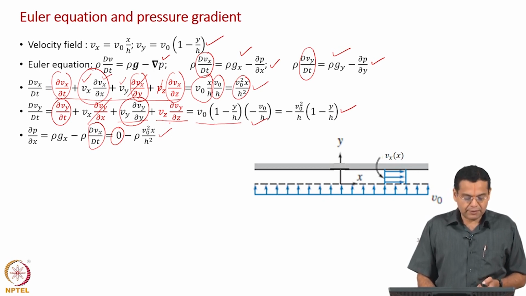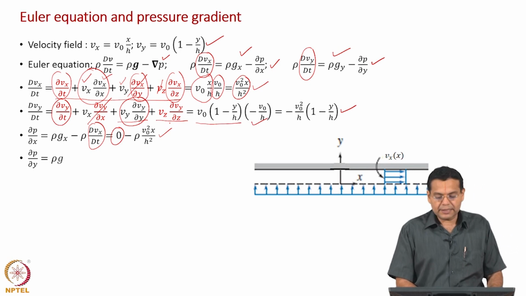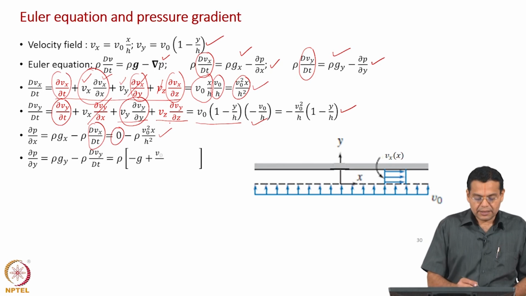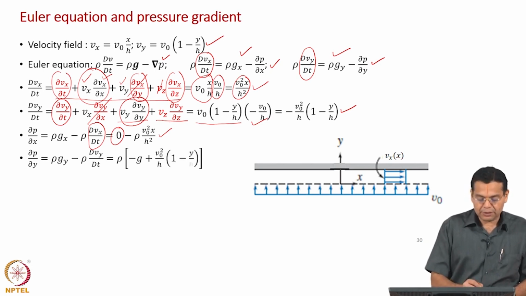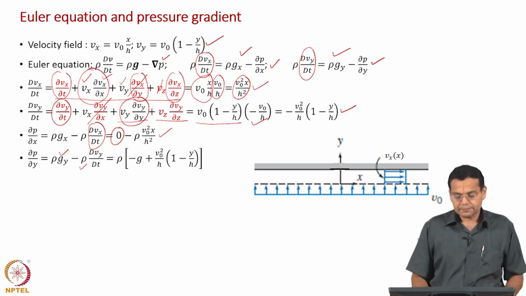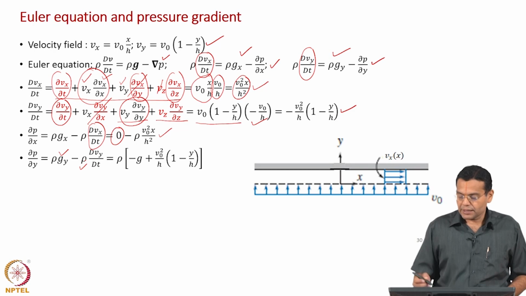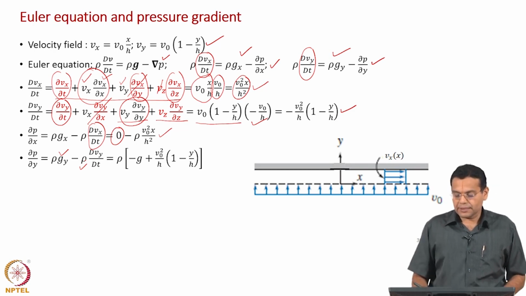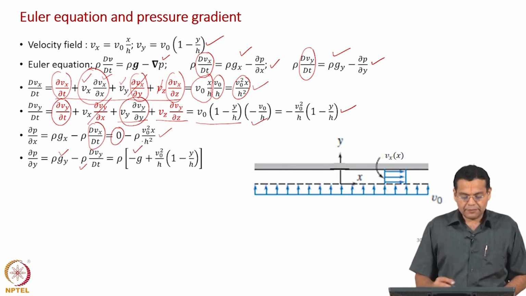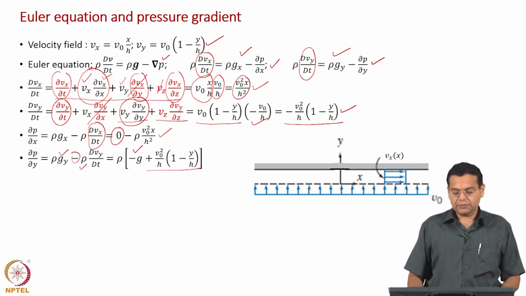So, now let us evaluate the pressure gradient in the y direction using the y component of Euler equation. So, let us rearrange and write dou p by dou y is equal to rho g y minus rho dvy by dt, and g acts along the negative y axis. So, gy is minus g, and we will substitute for dvy by dt which is this term, and so we have a minus here. So, this becomes plus V naught squared by h into 1 minus y by h.